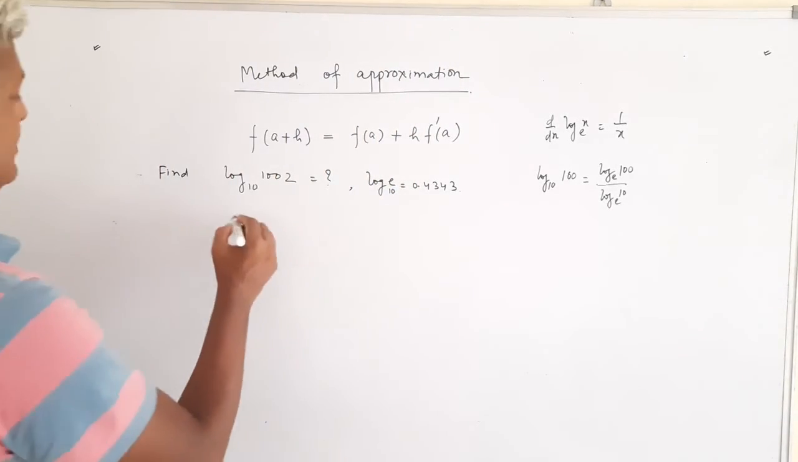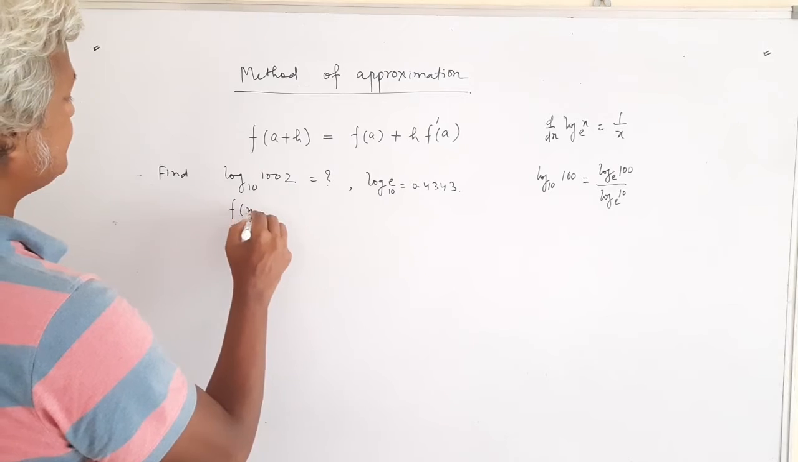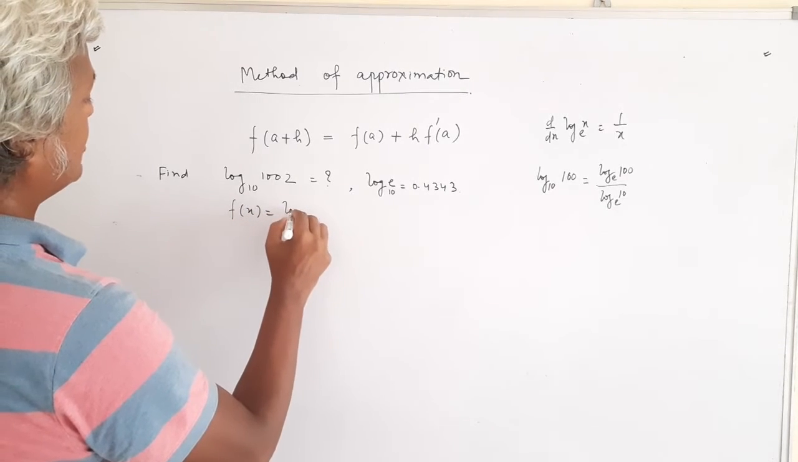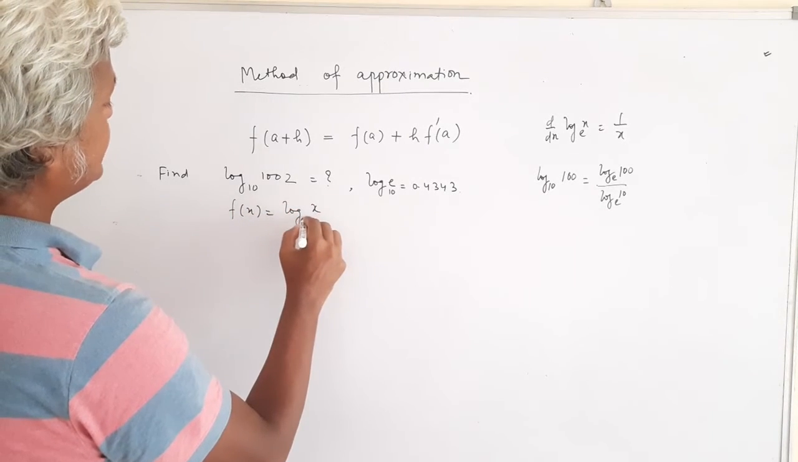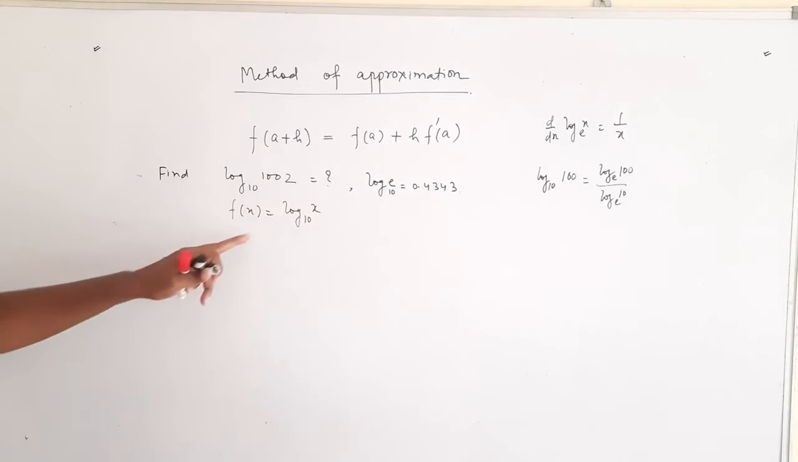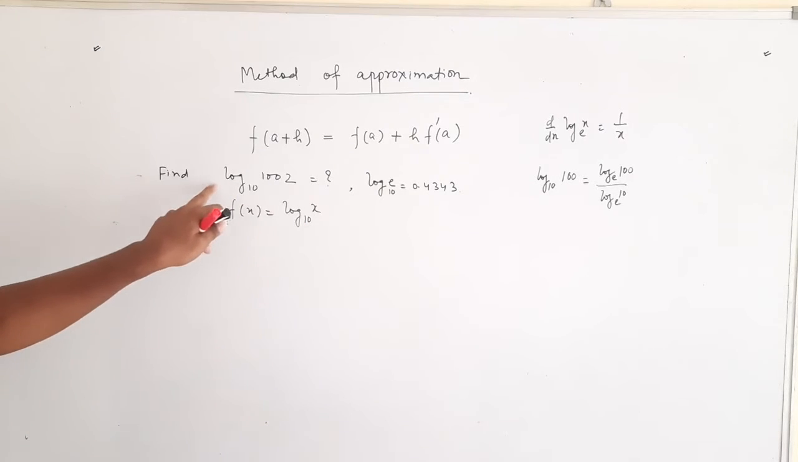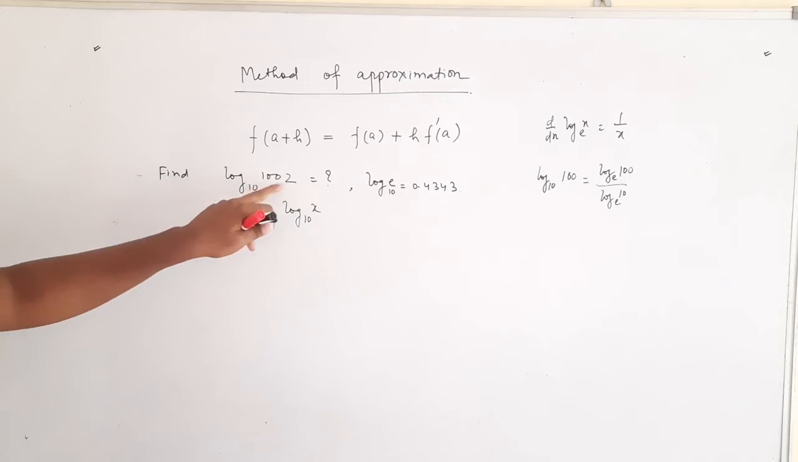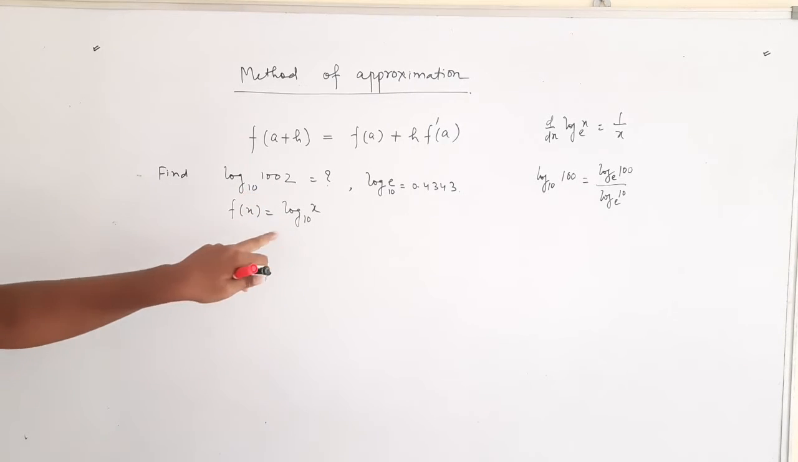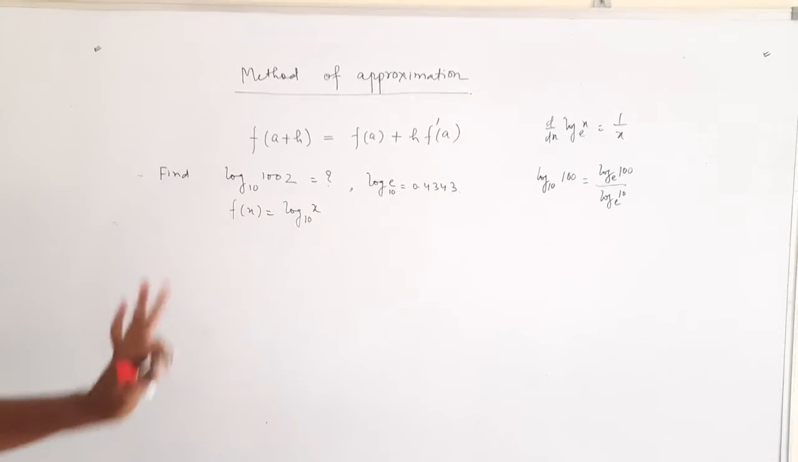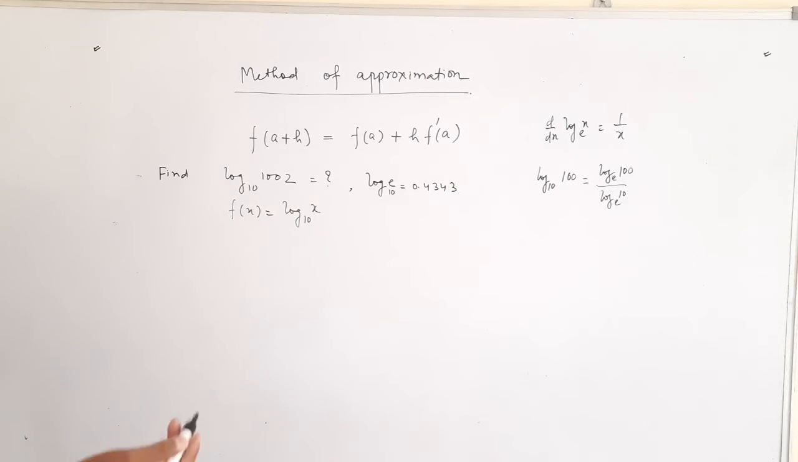Same way, I assume let my function f(x) be log x to the base 10. This is fine, because since we have to find out the value of log 1002 to the base 10, I better take it in the same order. Let's see how things are shaping up.